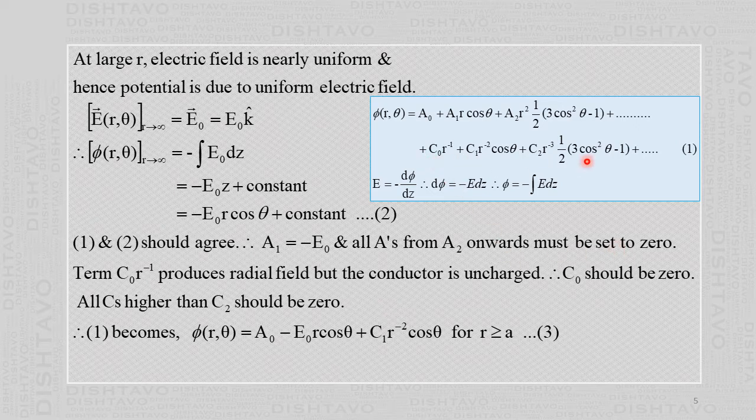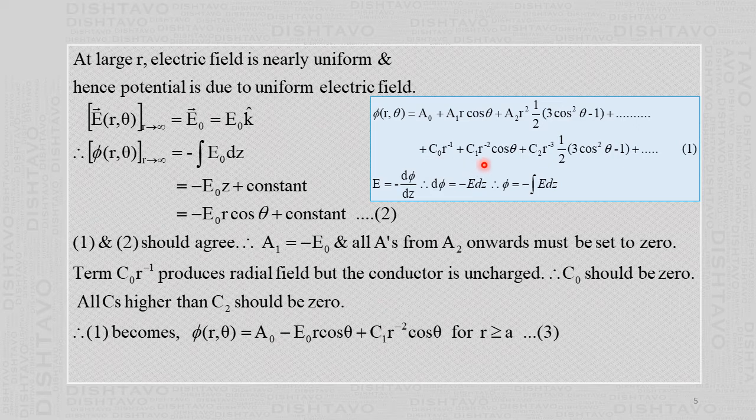Then for this part of phi, c naught r raised to minus 1, so c naught divided by r, is a potential which is inversely proportional to r. Now a potential inversely proportional to r is due to a point charge. The electric field is inversely proportional to r squared, and the potential is inversely proportional to r, because of a point charge. But in the conducting sphere, there are no point charges. So in this case, c naught should be 0.